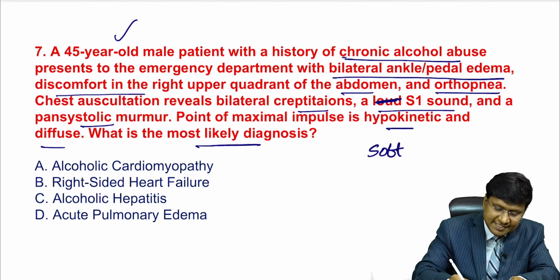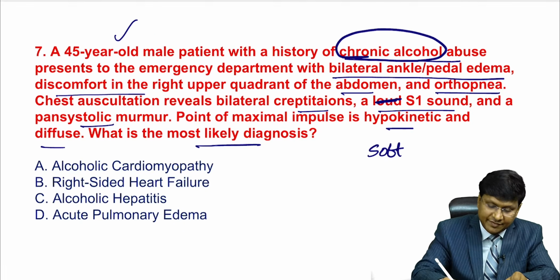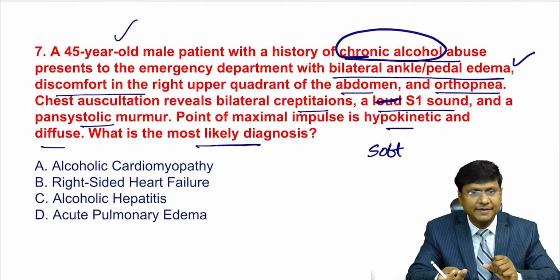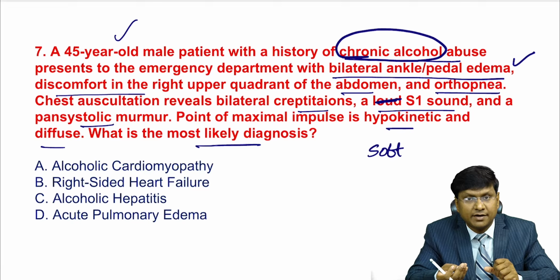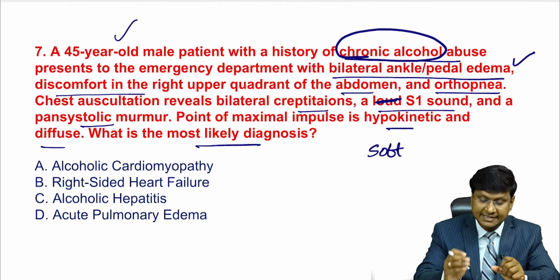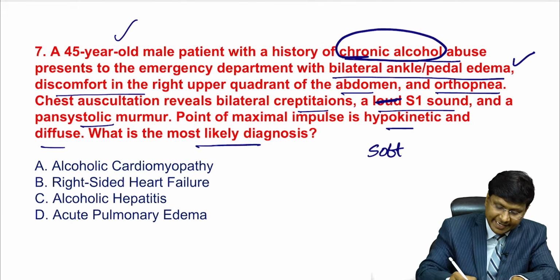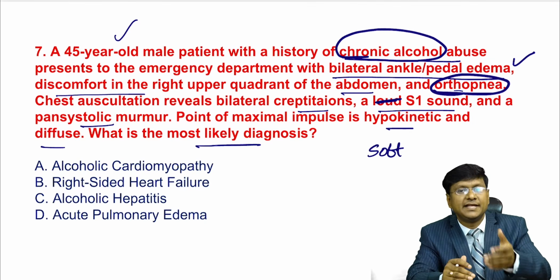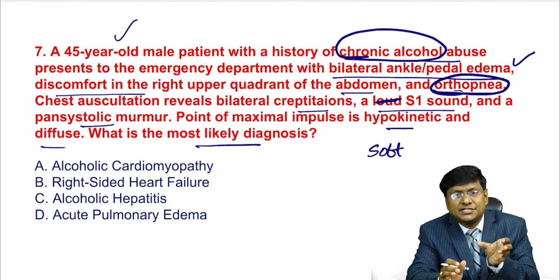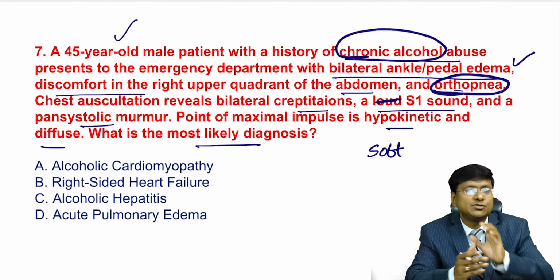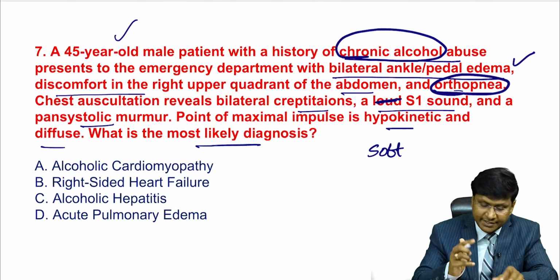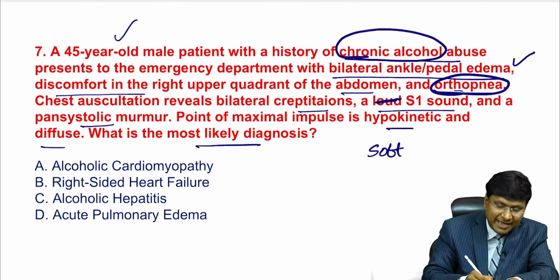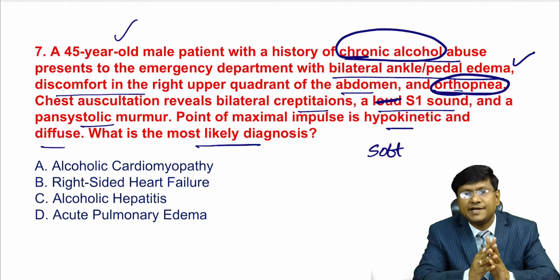So the patient has chronic alcohol abuse, and the patient has the features of both right as well as left heart failure. Right heart failure features like pedal edema and discomfort in the right upper quadrant of the abdomen. Whereas orthopnea is a feature of left heart failure. And chest auscultation revealing bilateral crepitations is also a feature of left heart failure, right? And the individual has a soft S1 and a pansystolic murmur, with the point of maximum apical impulse being hypokinetic as well as diffuse.